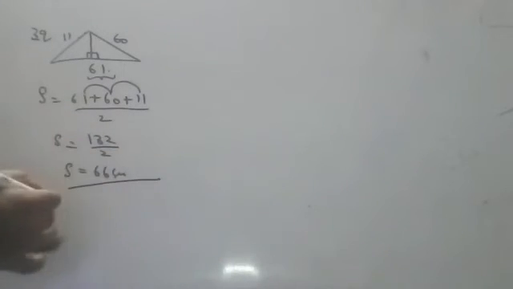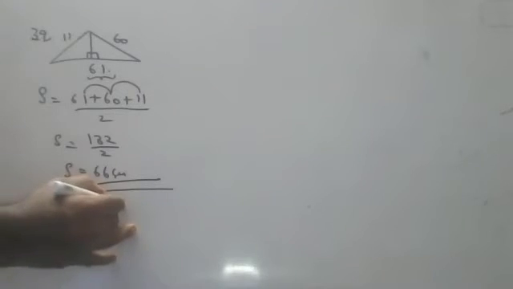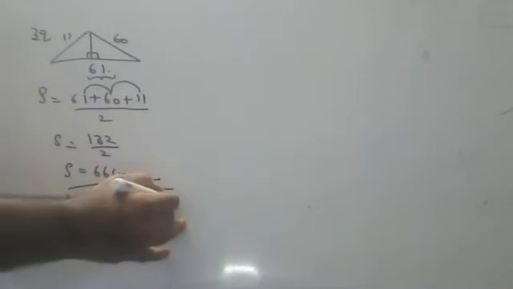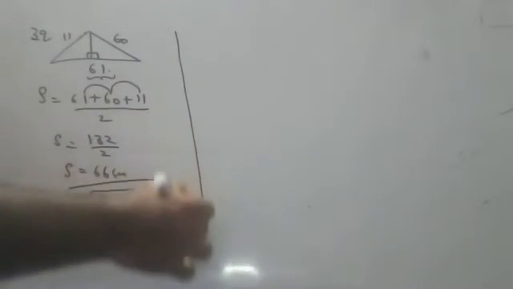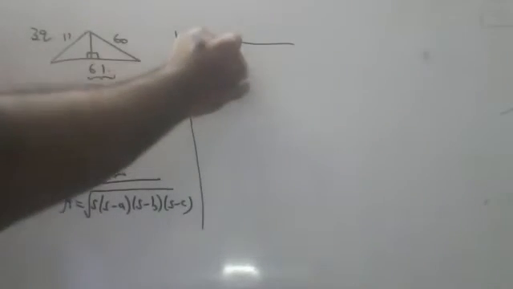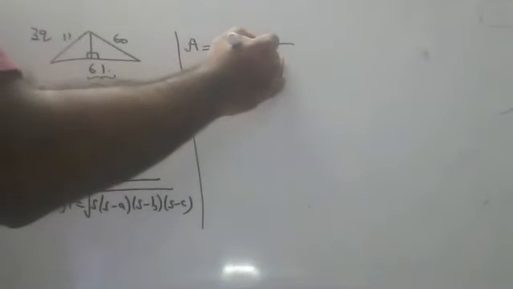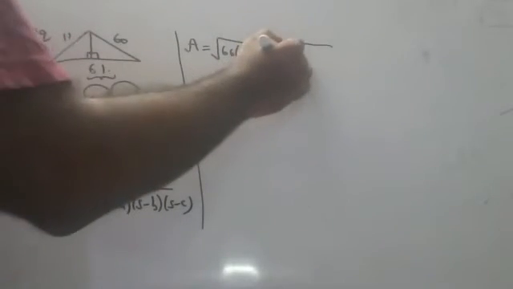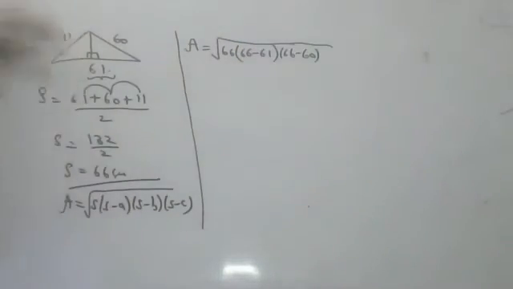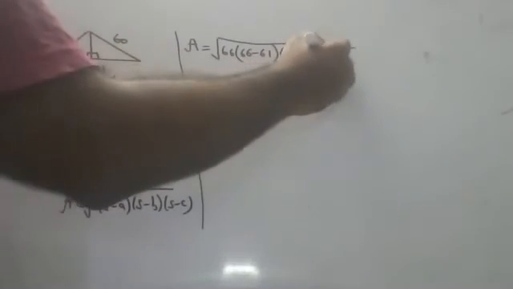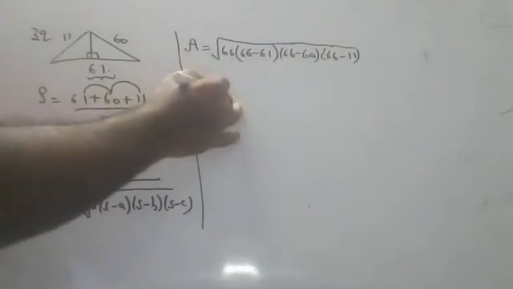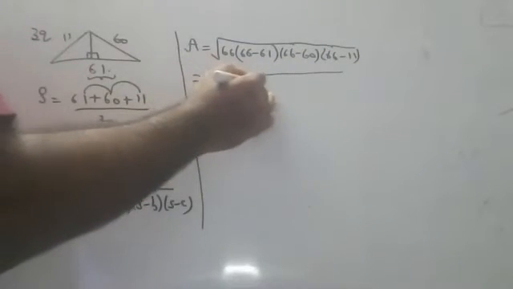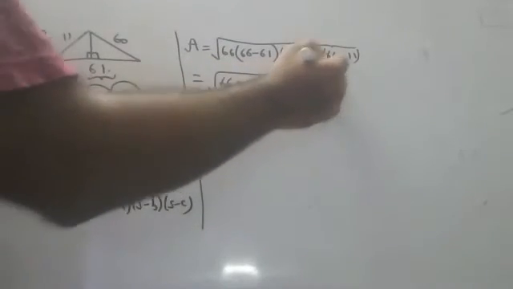Okay, children. Next, someone please open the calculator and keep, children. If I ask any calculations, you please let me know. So area is equal to root of S into S minus A into S minus B into S minus C, children. So let's substitute in the area formula. Area is equal to under root of 66 into 66 minus 61, 66 minus 60, and the other is 66 minus 11. Okay, children. So under root of 66 into 5 into 6 into 55.